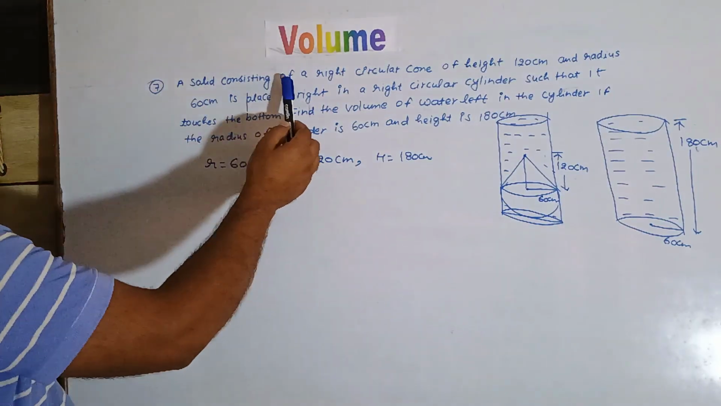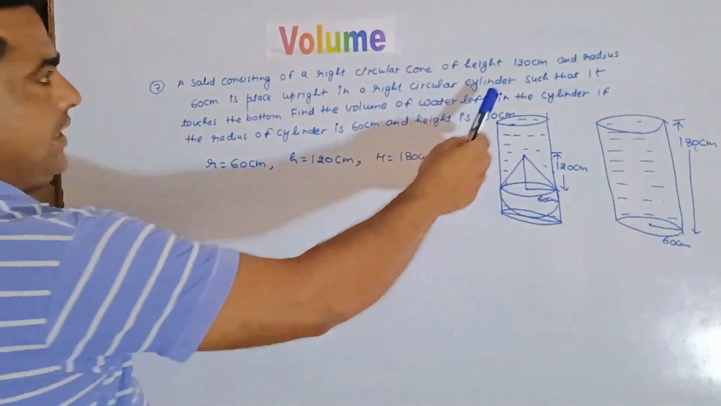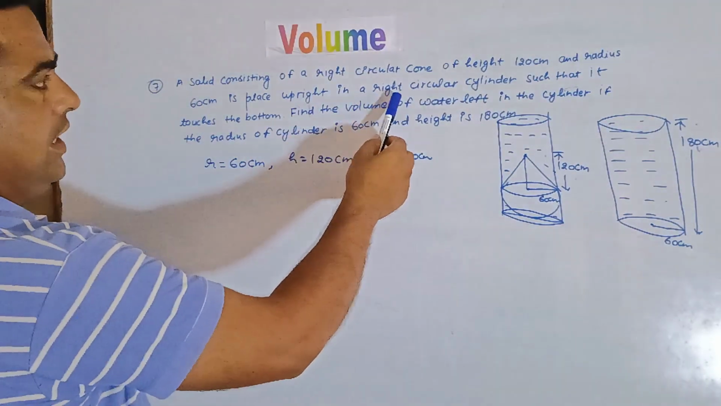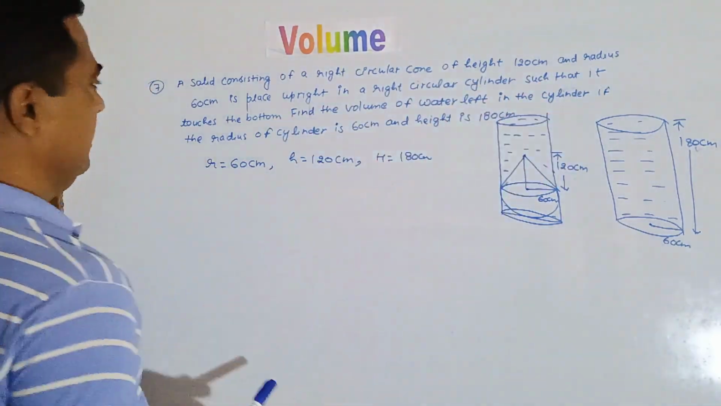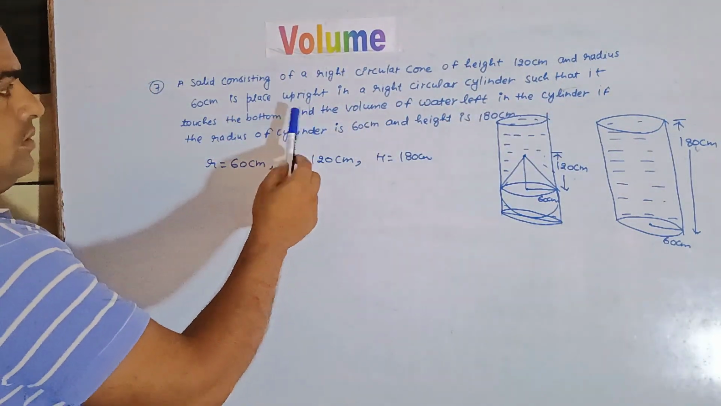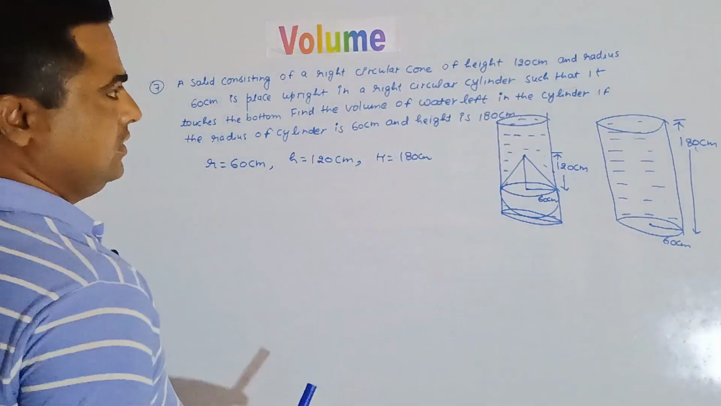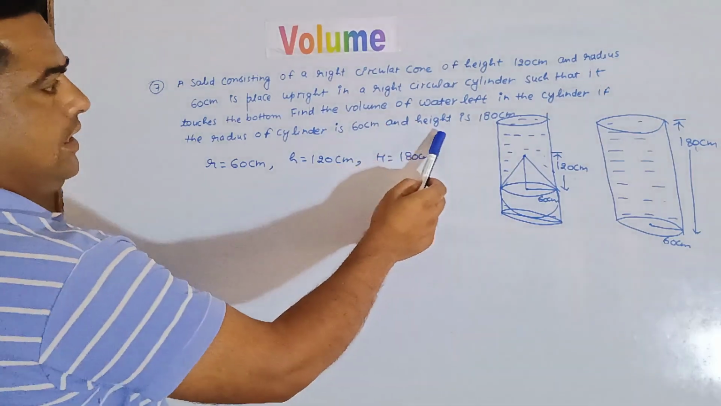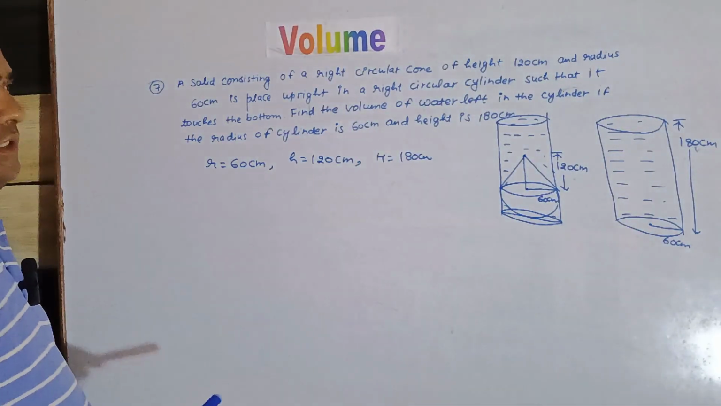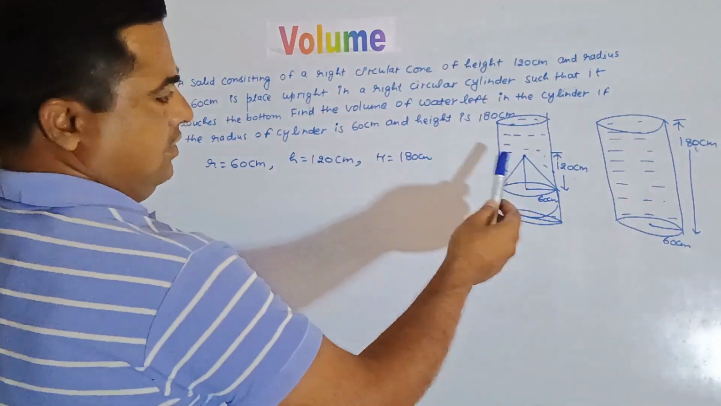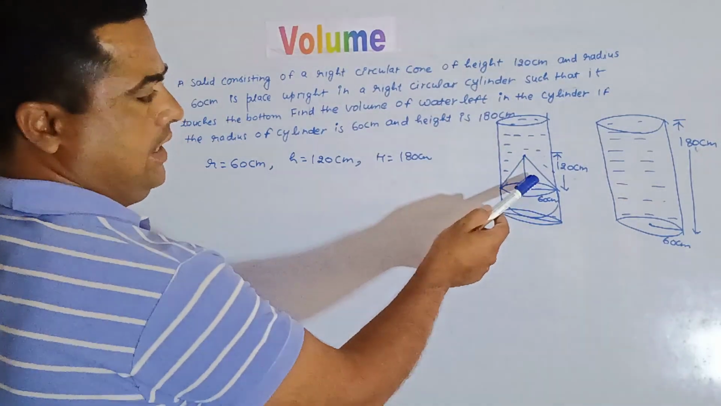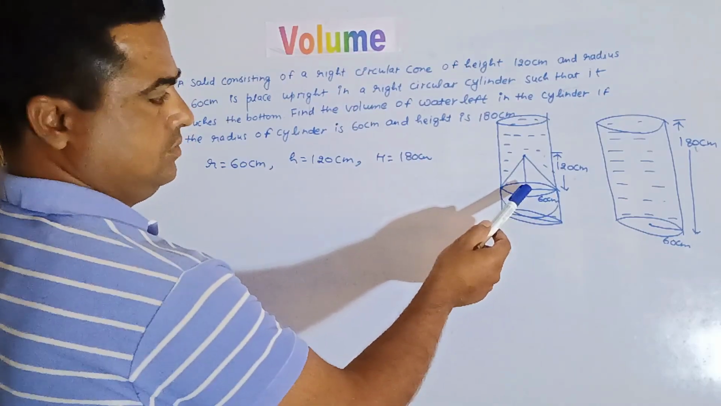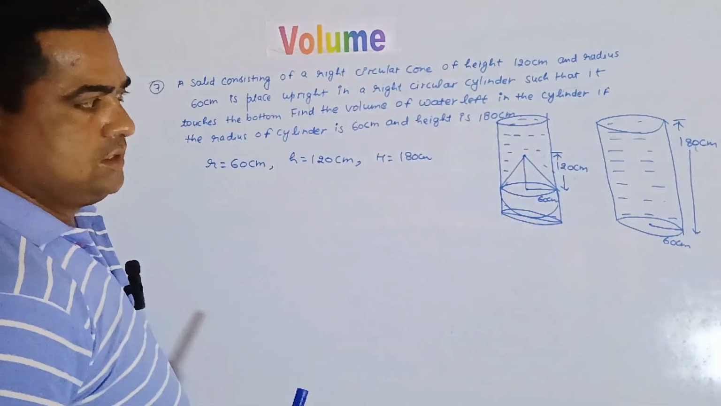A solid consisting of a right circular cone of height 120 centimeter and radius 60 centimeter is placed upright in a right circular cylinder such that it touches the bottom. Find the volume of water left in the cylinder if the radius of the cylinder is 60 centimeter and height is 180 centimeter. Students, we have a solid which is in the shape of a hemisphere and a cone. And what is the radius? Radius of the hemisphere is 60 and height of the cone is 120 centimeter.